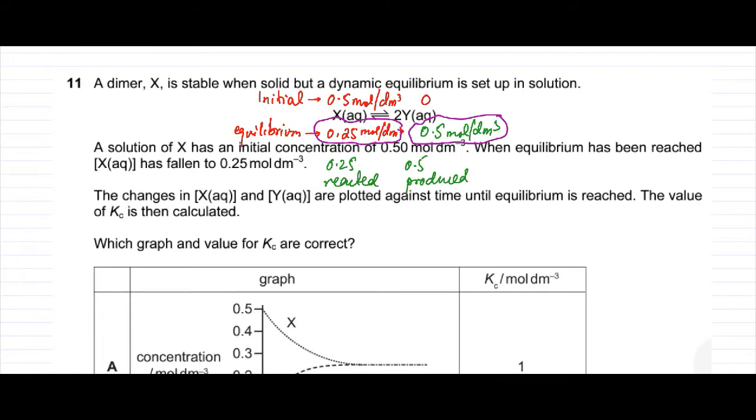The question then states the changes in X concentration and Y concentration are plotted against time until equilibrium is reached. The value of Kc is then calculated. So we need to calculate the value of Kc. Kc in this case is going to be the concentration of Y squared divided by the concentration of X, because Y is 2 moles, X is 1 mole. So it's going to be Y is 0.5, so 0.5 squared divided by 0.25. And if you solve this, this would give you a value of 1. So Kc has a value of 1.